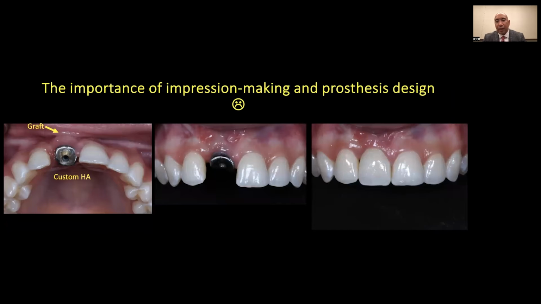The other thing I find that we sometimes drop the ball on is impression making. This is not an impression making course, but I can share with you what happens when we don't take accurate impressions. Starting from left to right, on the left side, you'll notice that the patient has a soft tissue graft and a custom healing abutment. And in the middle here, you'll notice that we have pretty even gingival margins. So for whatever reason, from that day to the final delivery, that gingival margin on number 8 goes up. Why does that happen? It's a combination of poor impression making and also poor abutment and crown design.